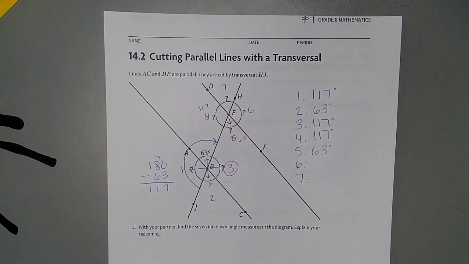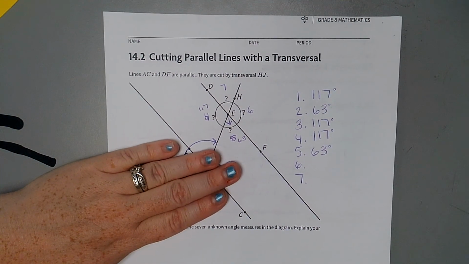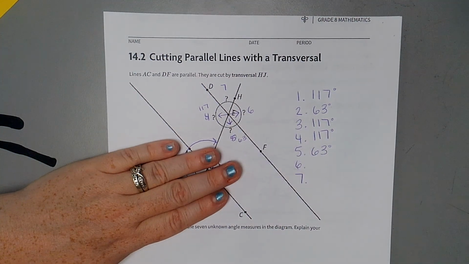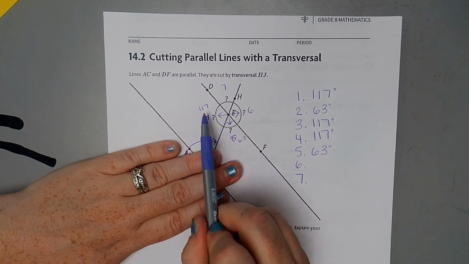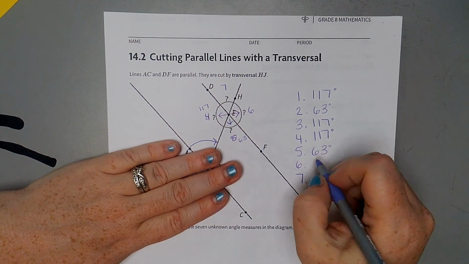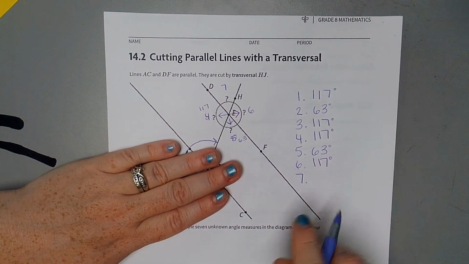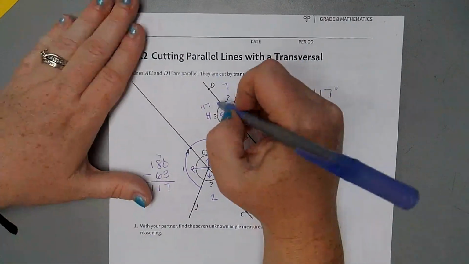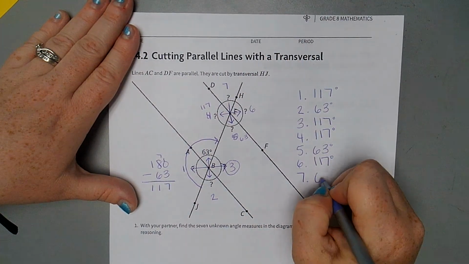And then we go with our vertical angles. If we cover up this bottom half, these are vertical angles. They are on opposite sides of each other. That means they are congruent. So if 4 is 117, 6 would be 117. And then 7, if 5 is 63 degrees, 7 would be 63 degrees.